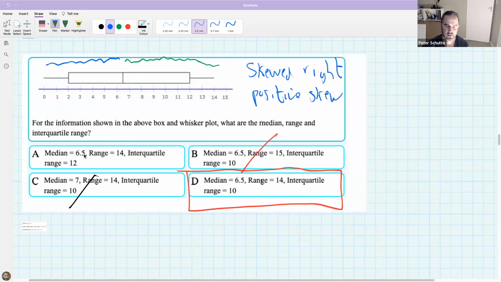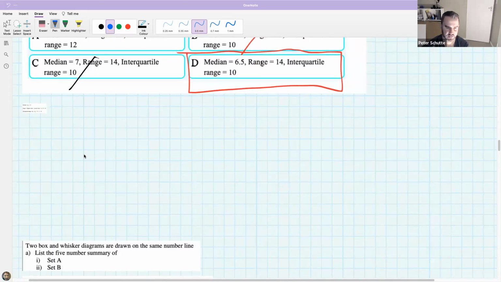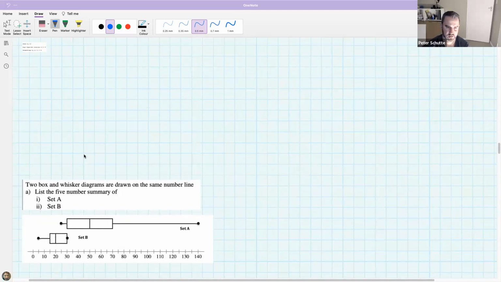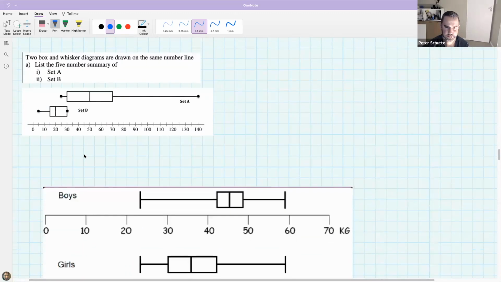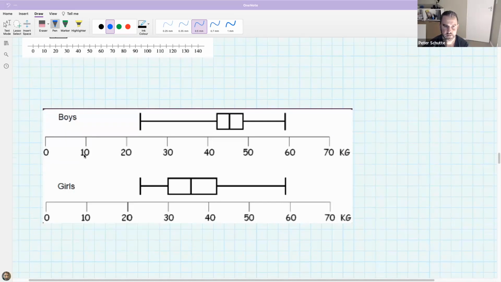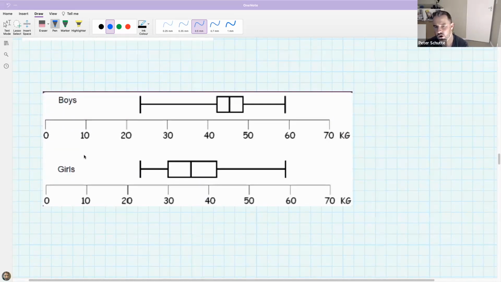Cool. We're on a roll. Let's see if I can squeeze in another one here. Okay. Here are two box and whisker plots comparing the weights of boys and girls. So you would look at a combination of both.